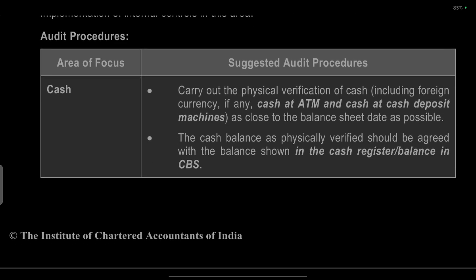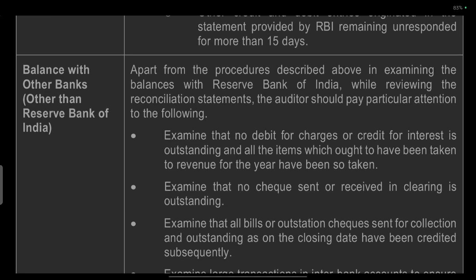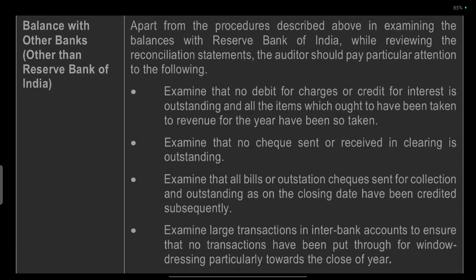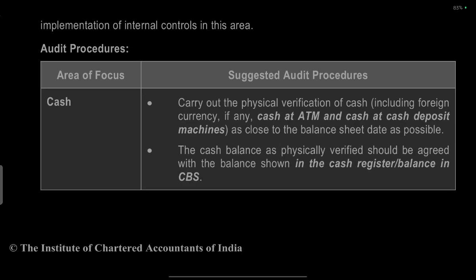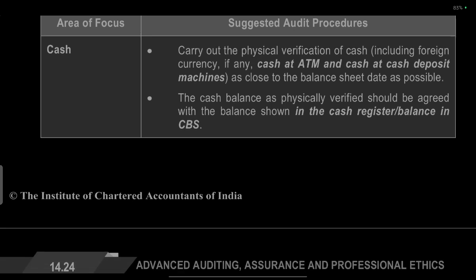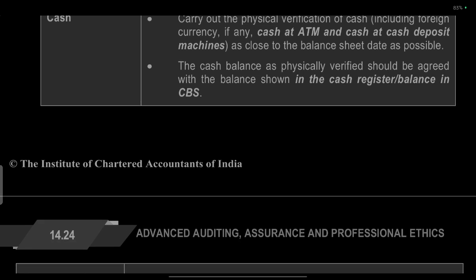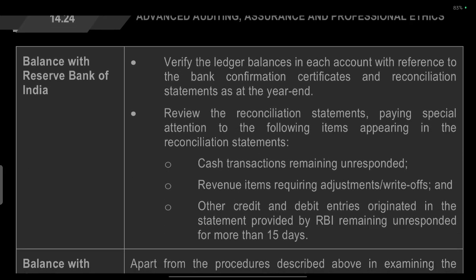Audit procedure: area of focus and suggested audit approach. Cash, balance with Reserve Bank of India, balance with other banks, and money at call and short notice. Cash: carry out the physical verification of cash, including foreign currency, any cash at the ATM, and cash at the bank, as close to the balance sheet date as possible. The cash balance from physical verification should be agreed with the balance in the cash register and the balance in the CBS.